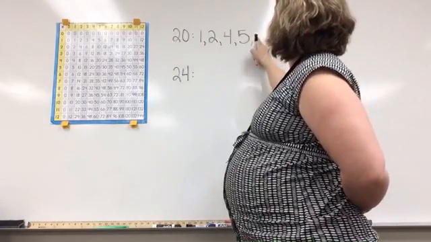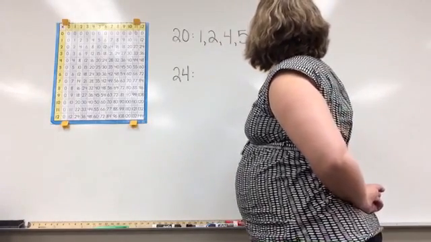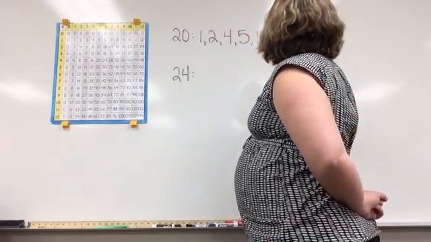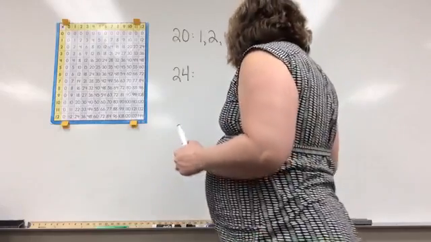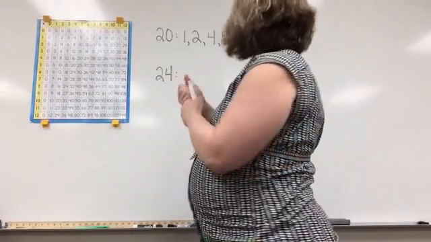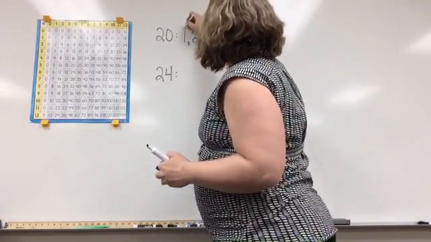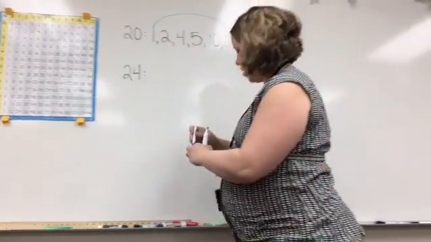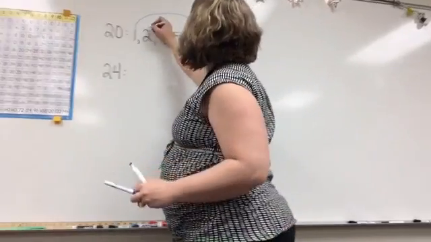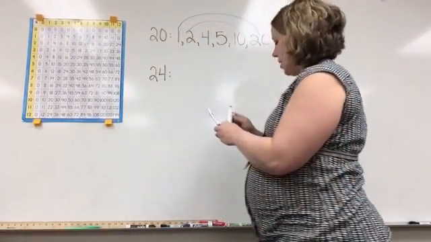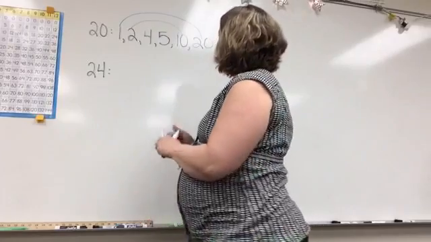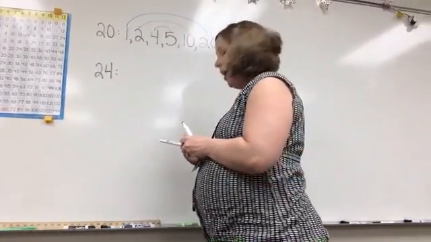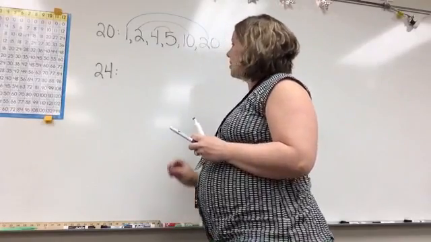10 times 2 equals 20, and 1 times 20 equals 20. Now we'll connect these with our rainbows to make sure everything has a partner. 1 times 20 equals 20, and 2 times 10 equals 20, and 4 times 5 equals 20. Everything has a partner, so I know I haven't missed any.